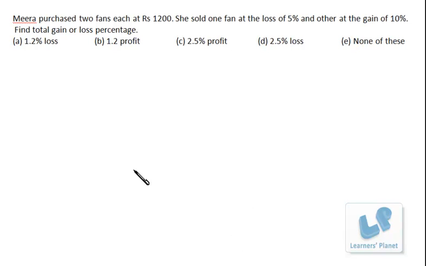Now friends, this problem can be simply solved by the alligation method. We have a loss on one side. We are given the cost price of both the fans, that is 1200, and it is the same. So the problem becomes very simple by the alligation method. It's a loss of 5%, so I just write minus 5. Then in the other case the gain is 10%, so I just write 10%. Overall I don't know, so I just write x.